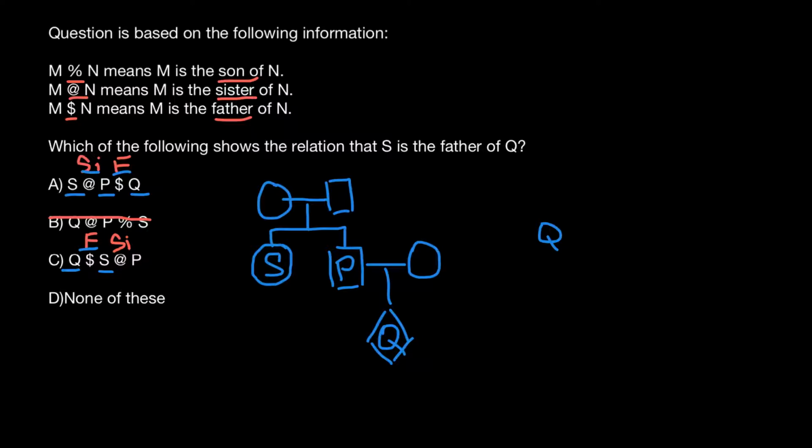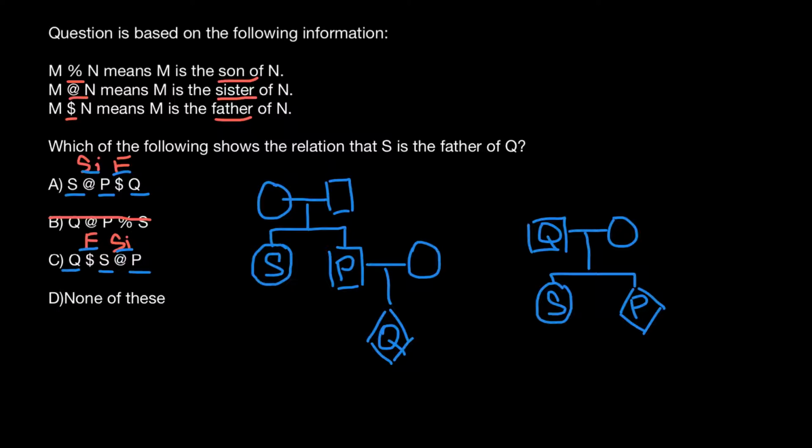So Q is a father of S, and S is a sister of P. The sex of P is not specified. And again, which of the following shows the relation that S is a father of Q? According to this pedigree, S is a daughter of Q, and we are looking for S is a father of Q. So this is a wrong answer, so we have to choose none of this.